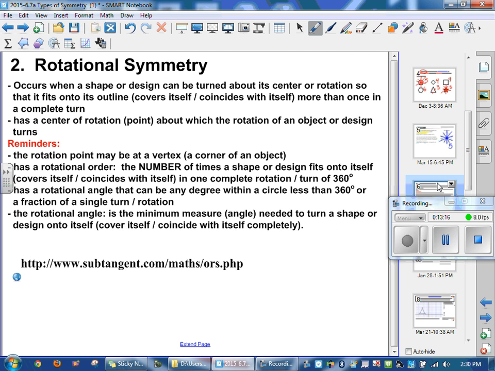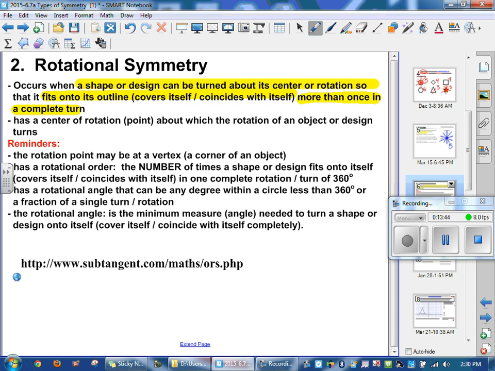Okay, here is rotational symmetry. So now we talked about rotational symmetry already a little bit. It's when a shape or design turns around the center so that it's going to fit onto its outline, which means covering itself or coinciding with itself. That all means the same thing. More than once. That's important. More than once in one turn.